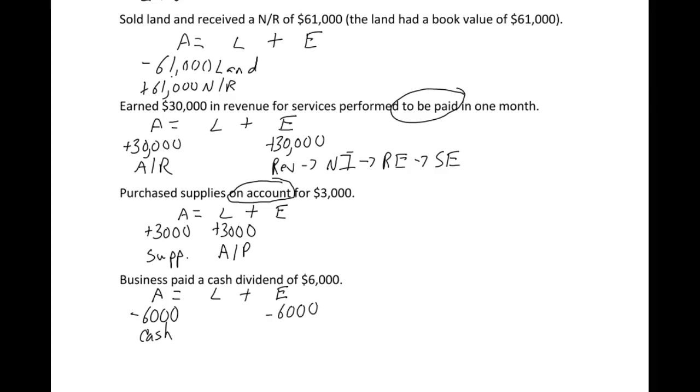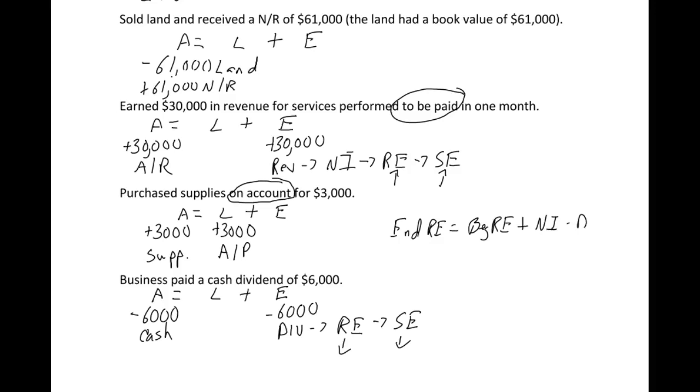Remember, dividends reduce retained earnings, which means it's also going to reduce our stockholders' equity account. Up here, I maybe should have put that net income increases retained earnings, which will increase our stockholders' equity, for that example with the revenue. But remember, dividends also affect retained earnings. It's worth sketching this out again. Ending retained earnings equals beginning retained earnings plus net income minus dividends.